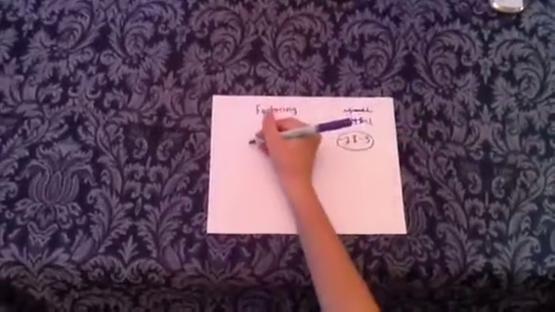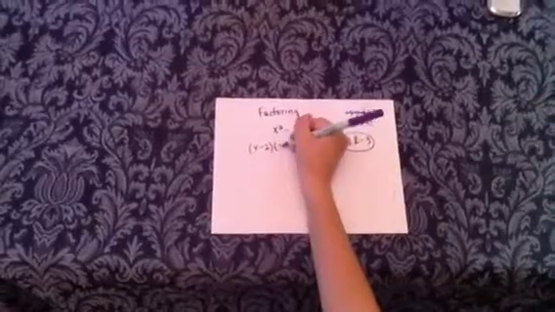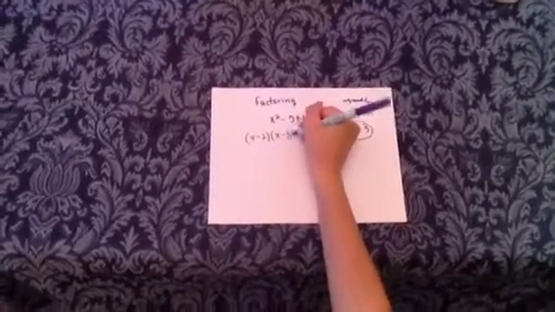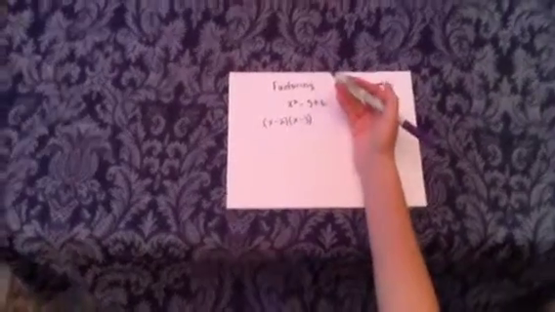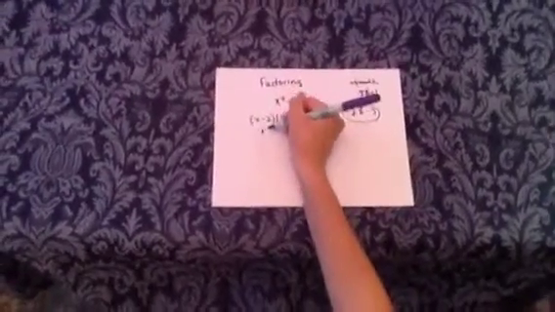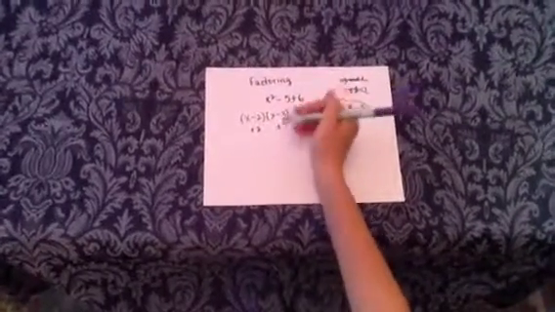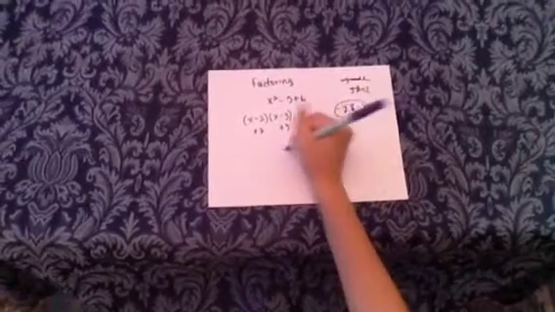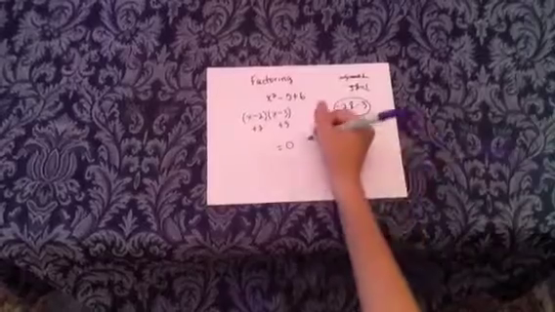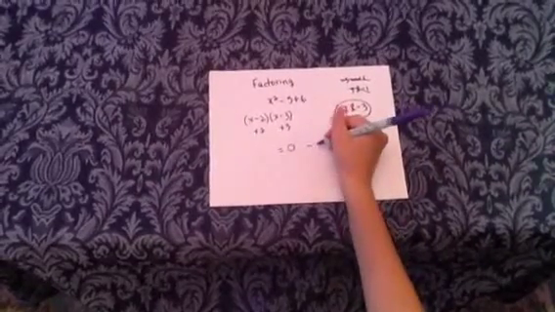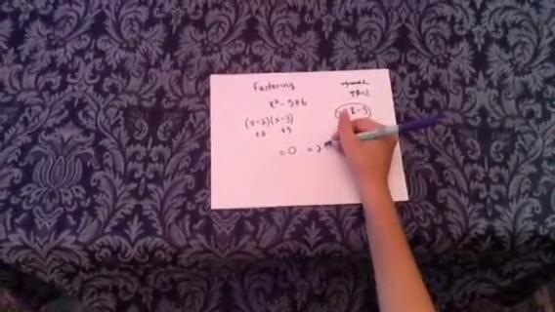Now, let's put it into foiling form, which would be x minus 2 and x minus 3. Now, what can we do with these two problems so that they would both equal 0? Add 2 and add 3? Yes, correct. Now it equals 0. When graphing a parabola, these two numbers will be your x-intercepts, 2 and 3.